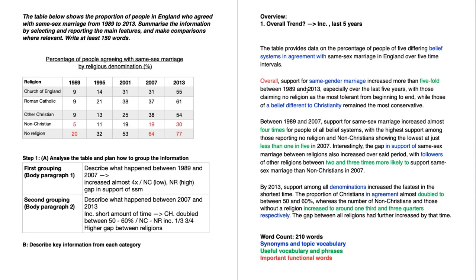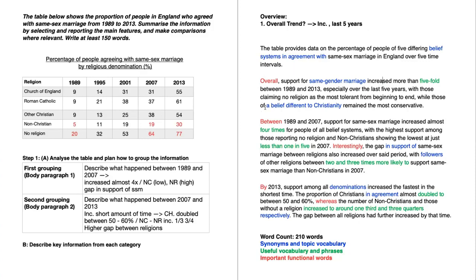The examiner will look at this because it's important that we can use synonyms well and still express the same thing. For our overview paragraph, overall is a great way to start that, so I've included it as a functional word. And I said support for same-gender marriage instead of saying same-sex. Again, I said same-gender, which means the same thing. I have 5-fold. This is a great way to just show that it is 5 times between 1989 and 2013. Now remember, since we are being specific here between 2 dates, we use the past simple. Very important to remember this grammar.